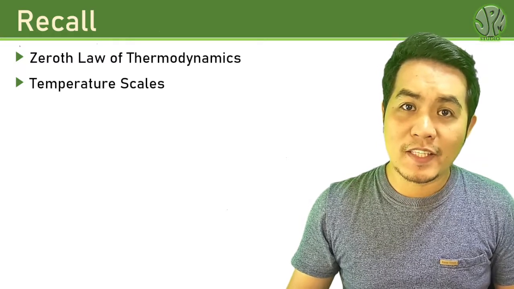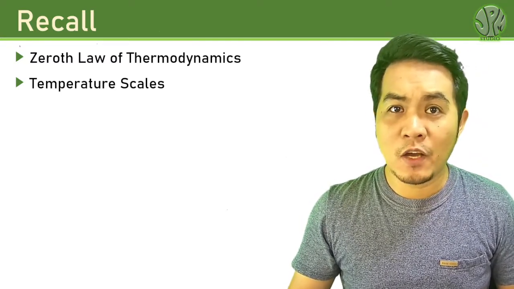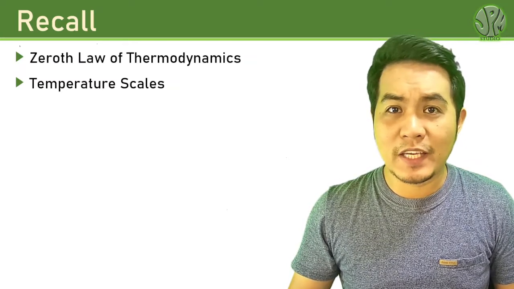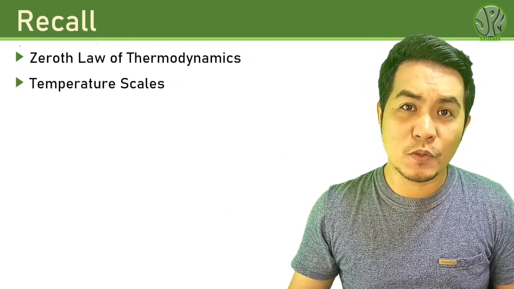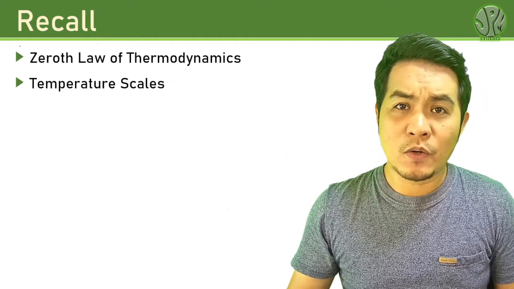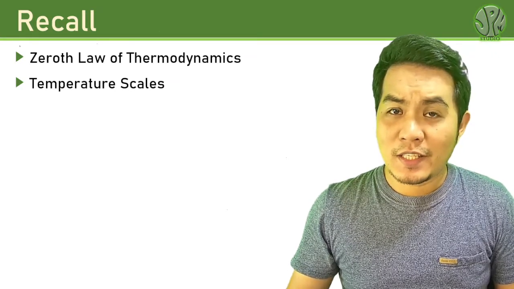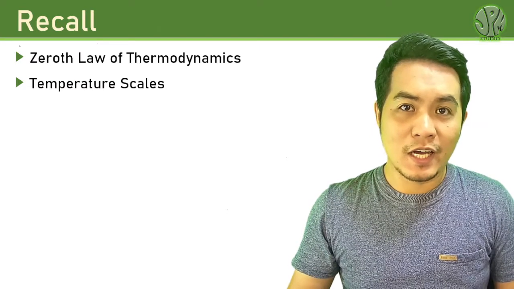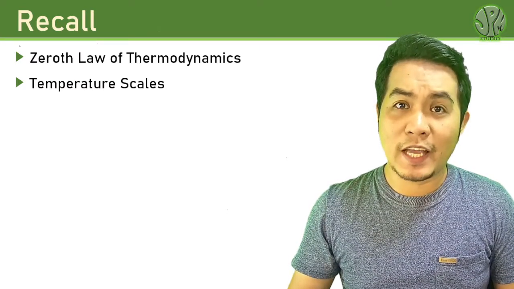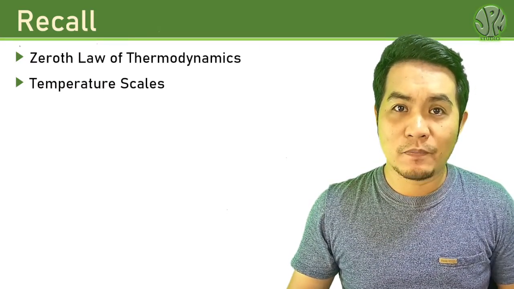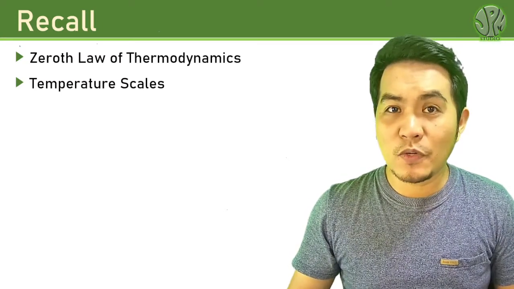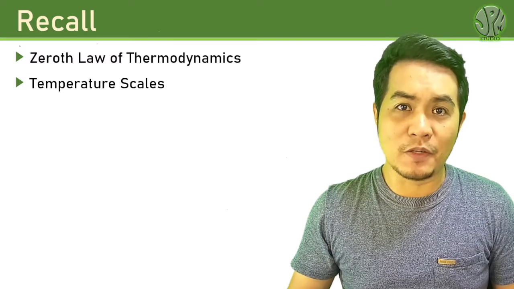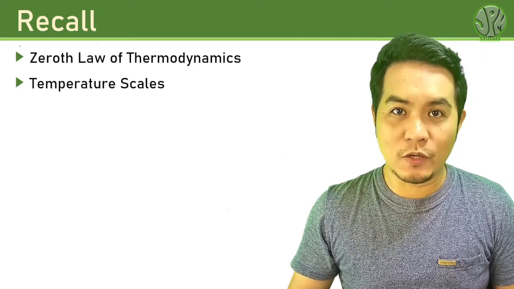You have the Celsius and the Fahrenheit scales, which are degree scales. And you also have the Kelvin scale, which is an absolute temperature scale. So unlike the Celsius and Fahrenheit scales, which can have negative values, the Kelvin scale is absolute. It has no negative value. So a 0 Kelvin temperature means it's absolute zero.